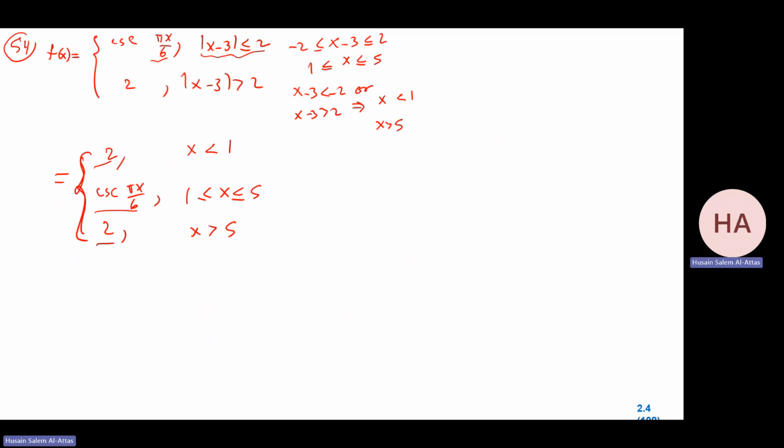So now we need to check only these junction points. From left is 2. From right, it's cosecant pi over 6, which is 2 also. This is 5 pi over 6, which is 2. So at x equal 1, the limit as x goes to 1 from right, I have cosecant pi x over 6, which is cosecant pi over 6, which is 2, which is the same as the limit as x goes to 1 from left of the function, which is 2. And from left, it will be 2.